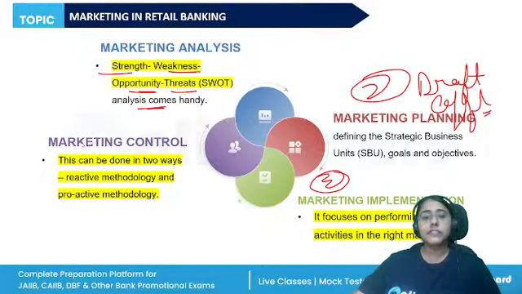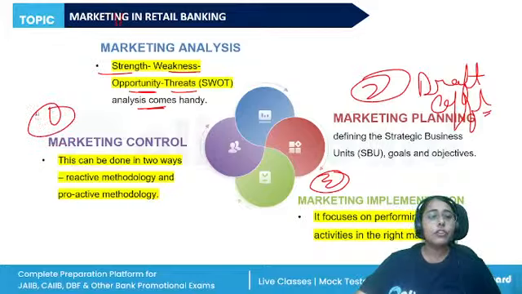Finally, we have the fourth stage, which is the marketing control. Marketing control means adapting to the changing environment, auditing, measuring, evaluating, acting upon the defined parameters. We can do the control in 2 ways: reactive methodology and the proactive methodology. Reactive means when something happens, then take the corrective action. Proactive means consistently auditing, seeing what all is going on, and in the process taking actions. So these are the 4 stages of marketing in retail banking.